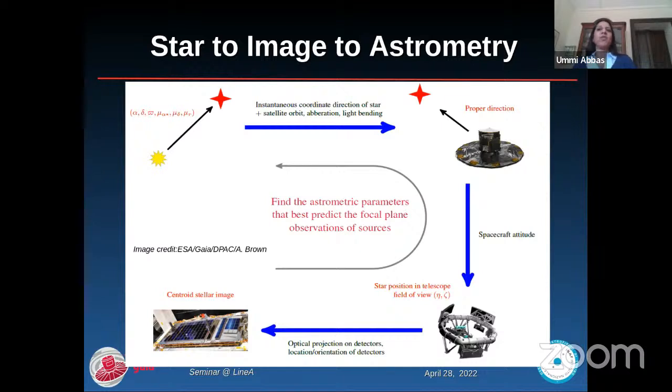So when we talk about the focal observations, we're essentially talking about the field angles in the focal plane of Gaia, so the eta and the zeta. When I talk about the field angles, we are interested in the along-scan angle and the across-scan angle. The along-scan is the one that typically has the higher precision, and that's the one that allows you to talk about high precision astrometry for Gaia.